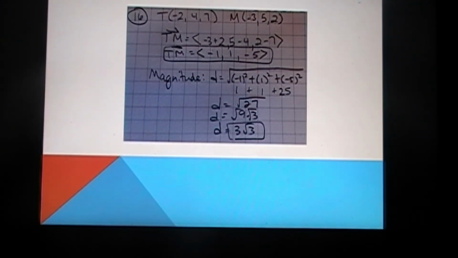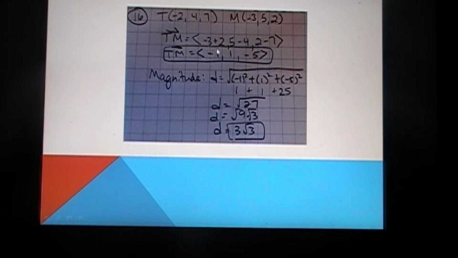All right, here's an example. Number 16. T is (-2, 4, 7). M is (-3, 5, 2). First, let's find the vector. We took -3 minus -2, 5 minus 4, and it should have been, yes, 2 minus 7. That's right. And that gave us -1, 1, and -5. This is the vector.